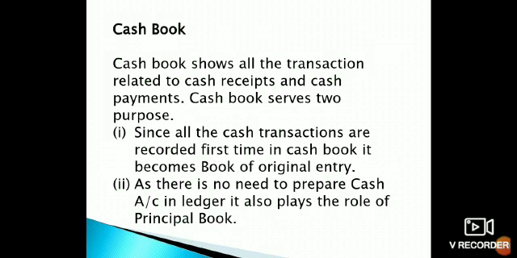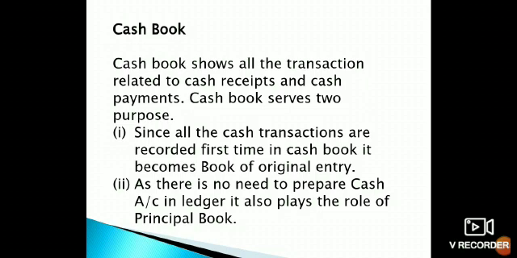Now let us discuss about cash book. Cash book shows all the transactions related to cash receipts and cash payments. Cash book serves two purposes. Since all the cash transactions are recorded first time in cash book, it becomes book of original entry. You know very well that journal is a book of original entry. Here when we are maintaining cash book, we are not recording the cash transactions in journal proper. So here cash book becomes the book of original entry.